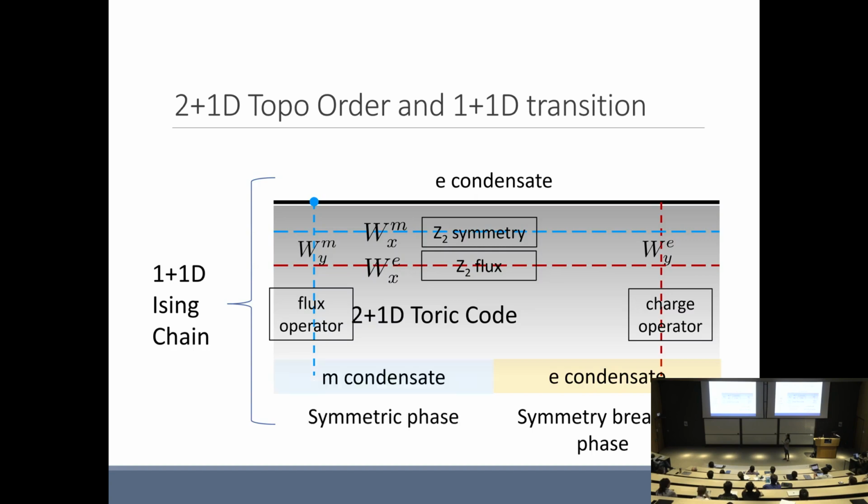On the other hand, if we condense the M particle, then tunneling a charge will cause some energy, but tunneling a flux will not cause energy in the bottom boundary. So this is the other gapped phase, which is actually the symmetric phase of the 1+1D Ising chain. So here when I say something condensed, I mean that you bring an excitation to this region and that excitation disappears. It doesn't cause any energy anymore.